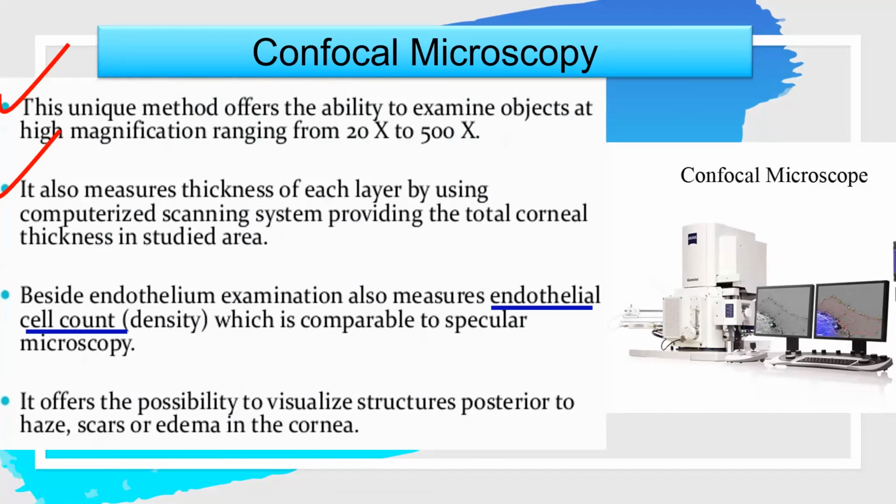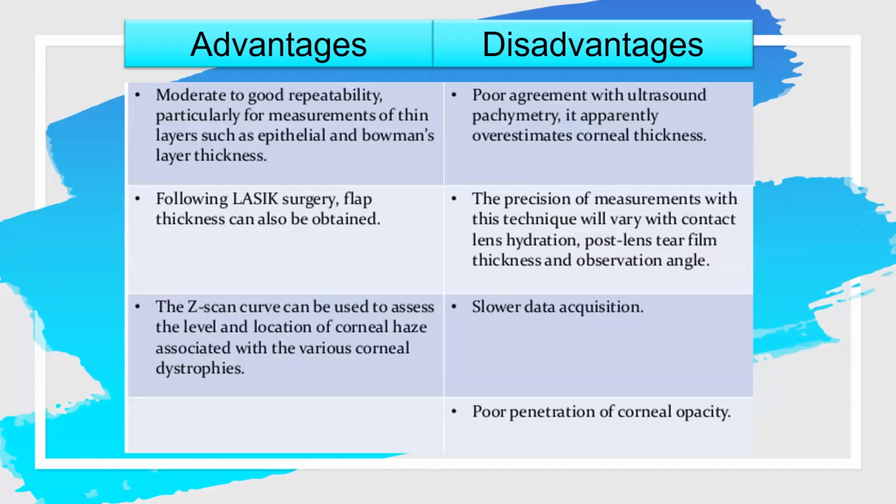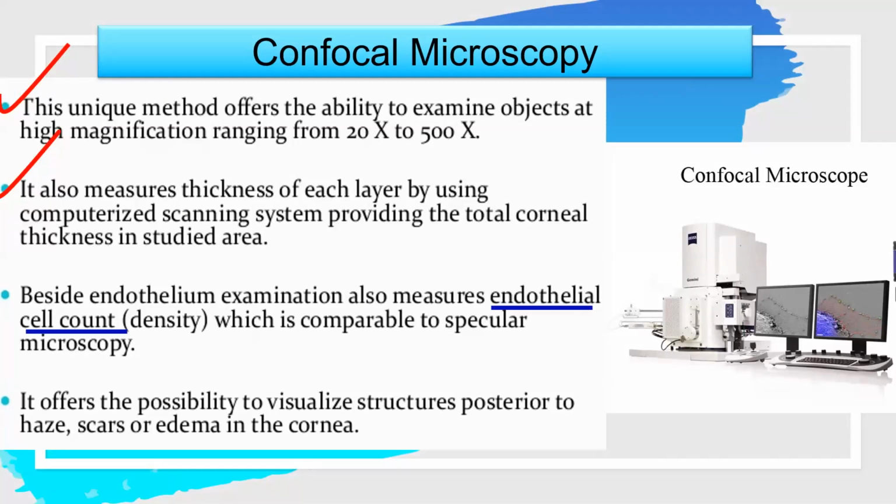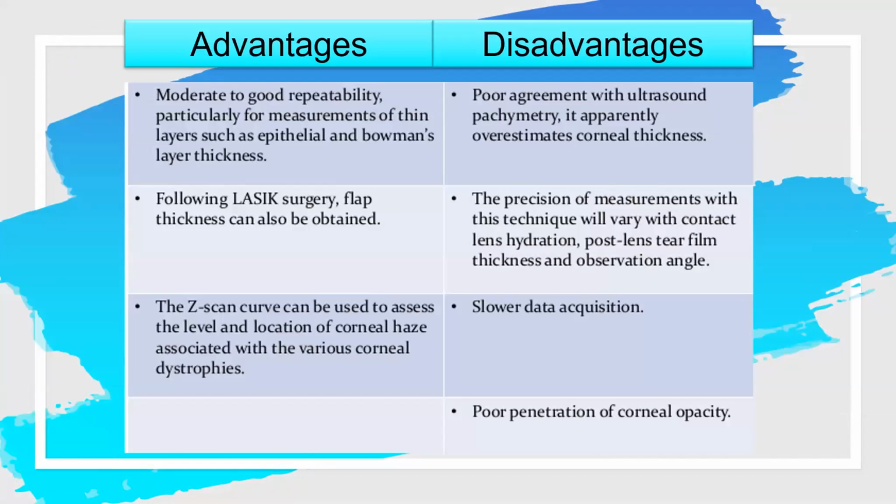It can also give you the endothelial cell count, and not just this, it can also identify the various types of organisms in the cornea, with the kind of infection it can identify. So that way, confocal microscopy is a very good device, but yes, definitely it needs a lot of precision on the part of the examiner.